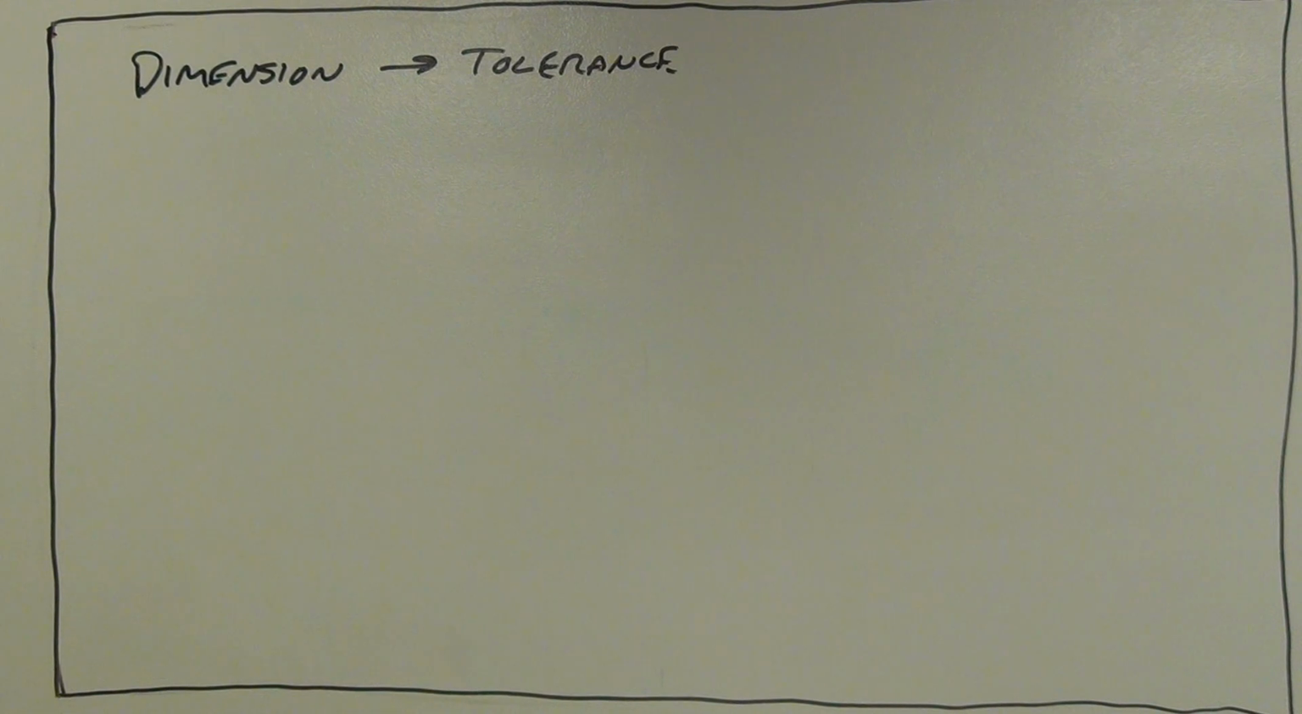Okay, so now reality introduces itself and we realize that we can't make every dimension, even on simple parts, exactly the same. For one thing, it's not cost effective. Two, it's really not possible. When you start measuring at a certain level, you'll notice that if you measure finer and finer and finer, eventually you're going to sort of drift away from that perfect number, that dimension.